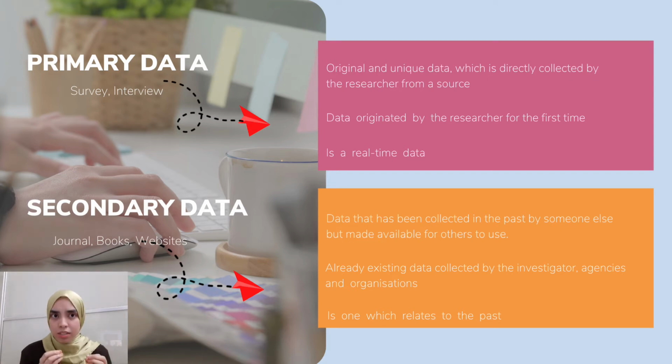The next one is about primary and secondary data. So what is primary data? Primary data is an original and unique data, which is directly collected by the researcher from a source. This data is original.